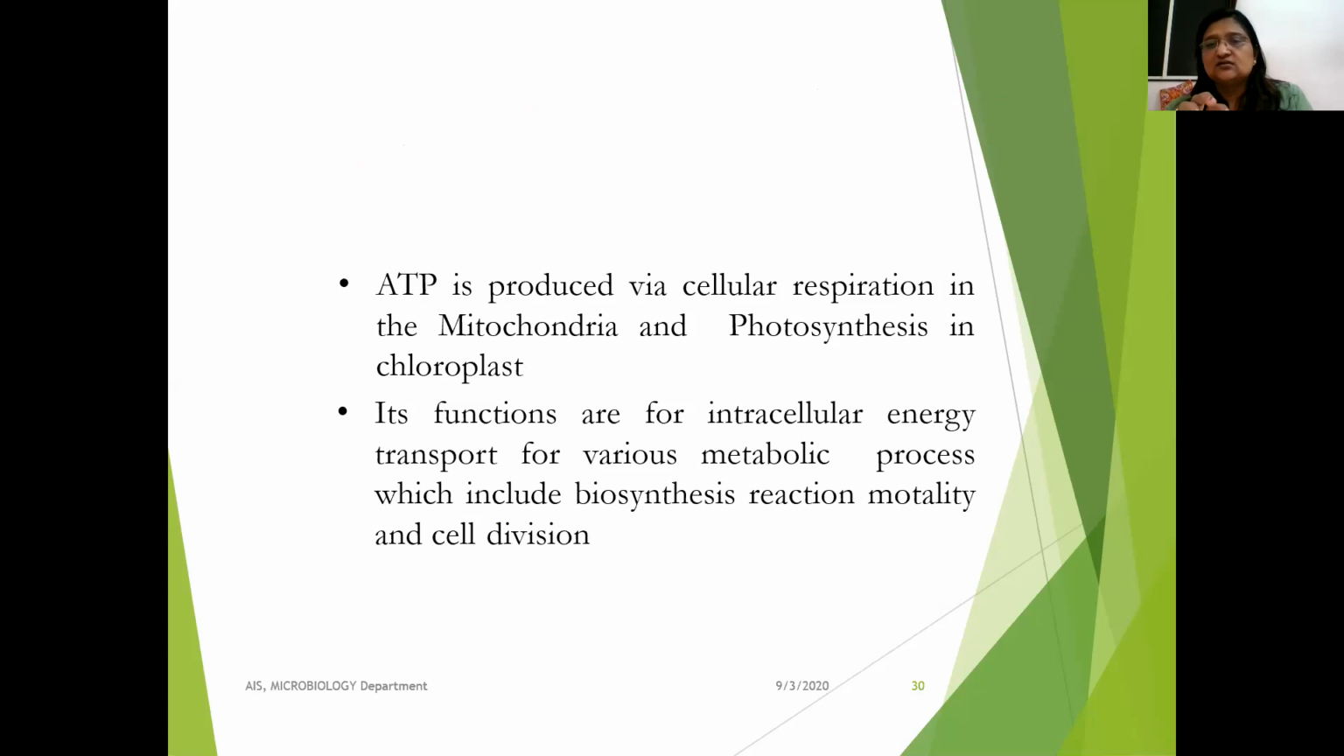Its function is intracellular energy transport from various metabolic processes, which include biosynthetic reactions, motility, and cell division. All these are activities. It means overall movement, or the cell can live, when ATP is available. ATP is like a basic source of energy.